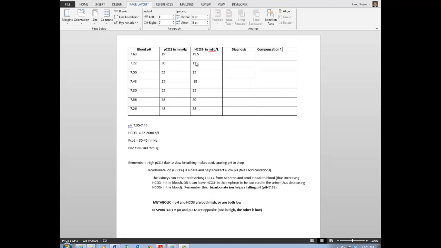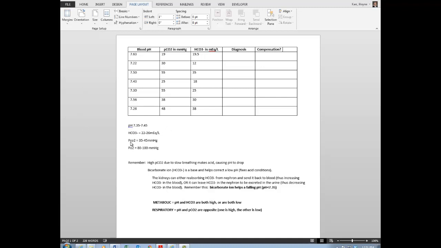And we're going to look at bicarbonate ion. Bicarbonate ion is also in the plasma, and it is an ion that acts as a base, so it soaks up excess acid. And the kidneys control bicarbonate ion, so as bicarbonate ion enters the tubules from the glomerulus, the kidneys can either reabsorb it back to the blood and increase its value in the plasma, or the kidneys can keep it in the nephron and send it to the urine. So we would see a lower concentration of bicarbonate in the plasma if the kidneys are excreting it. So there's two options there depending on what the needs of the body are.